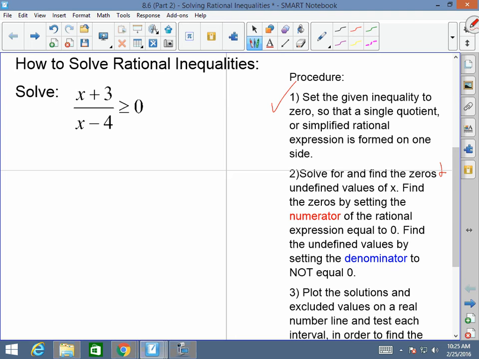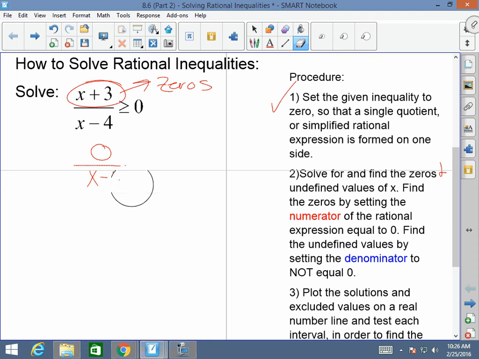So I must find the value of x that creates a 0 in the denominator because that's undefined, and that's the undefined value. Okay? Now, you find the zeros, guys, by setting the numerator of the rational expression equal to 0. You find the undefined values by setting the denominator to not equal 0. Now let's think about this. You're setting the numerator equal to 0. Why? If I have 0 over x minus 4, what's 0 divided by x minus 4? 0. So that's why you're finding the zeros here.